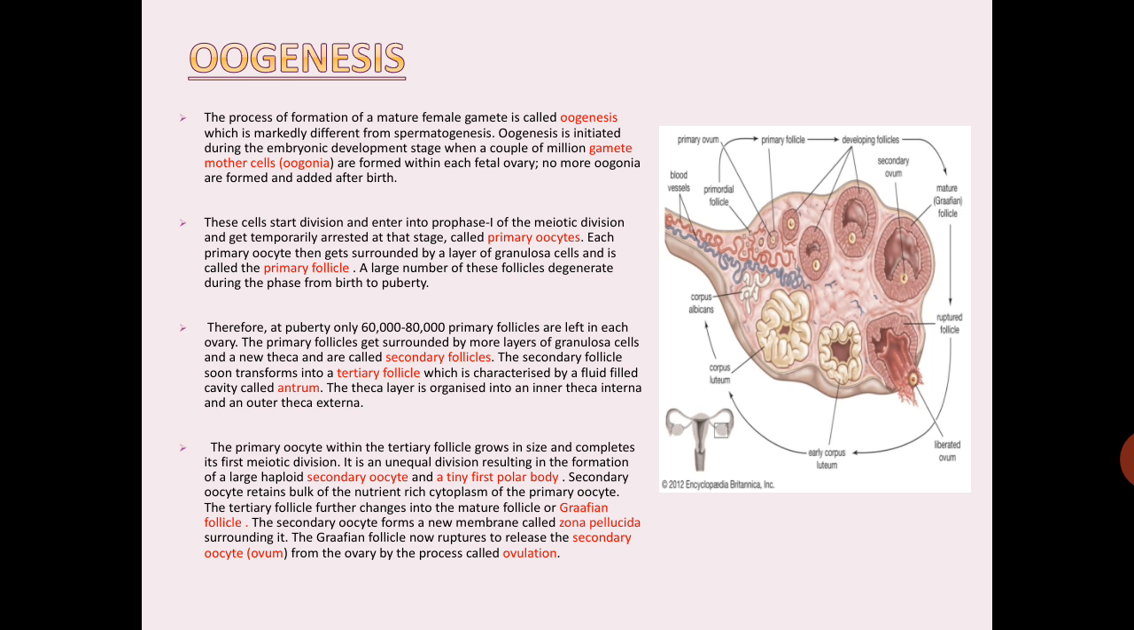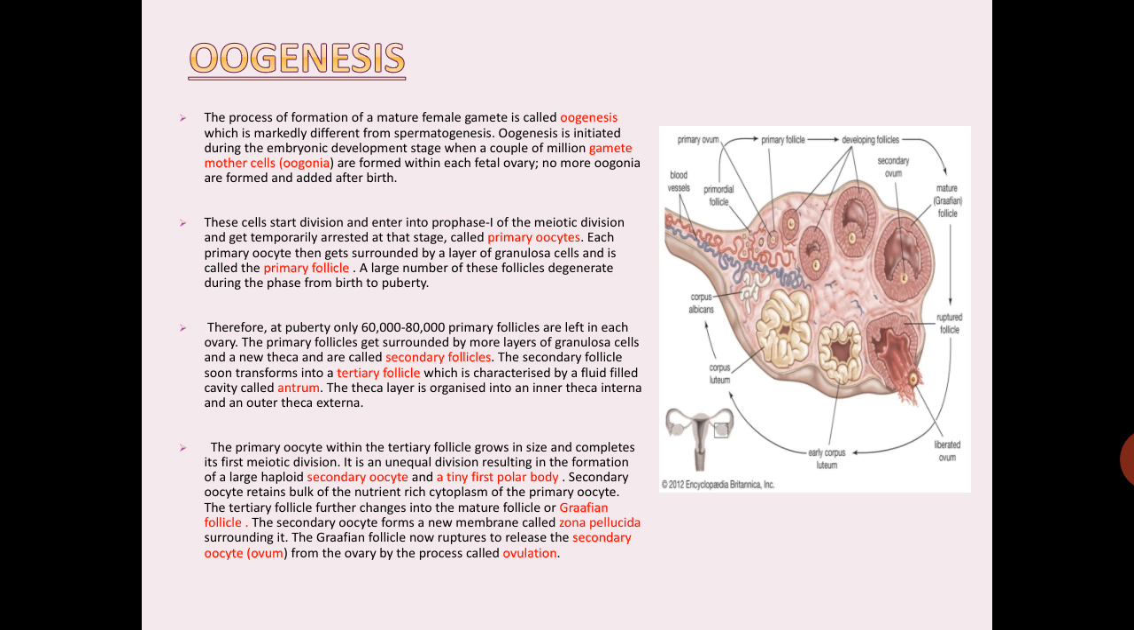So the secondary follicle transforms into a tertiary follicle and this tertiary follicle is characterized by a fluid filled cavity called the antrum. The theca layer is organized into an inner theca interna and an outer theca externa. The primary oocyte present within the tertiary follicle grows in size and completes its first meiotic division.